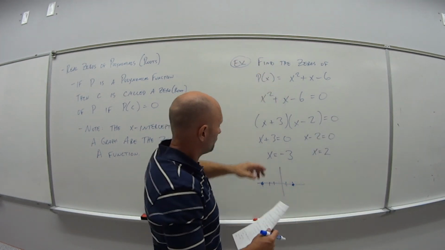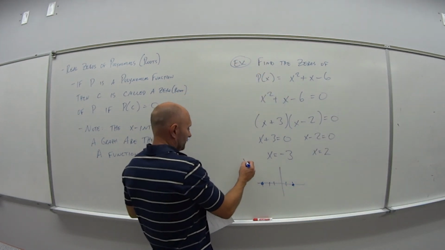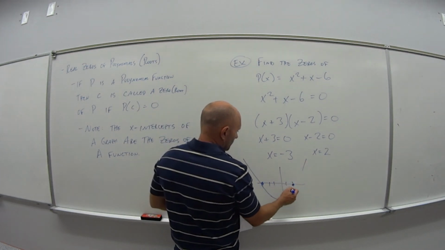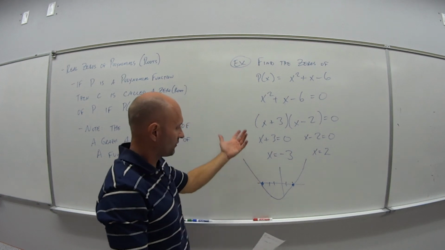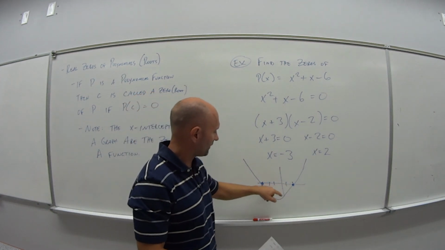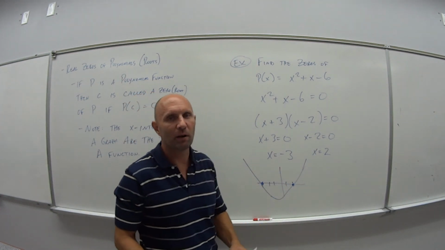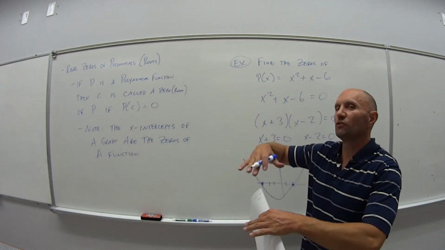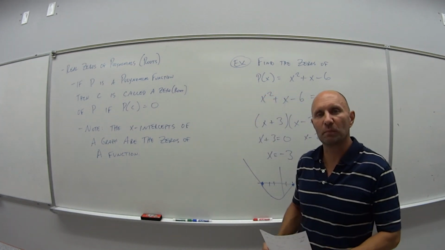And it's positive, so it's pointing up. So I know this thing's somewhere here, and it ends up here. So it looks something like that. It's a parabola that crosses the x-axis at negative 3 and positive 2. And that's the kind of information we're going to be using to start graphing more complex polynomials.